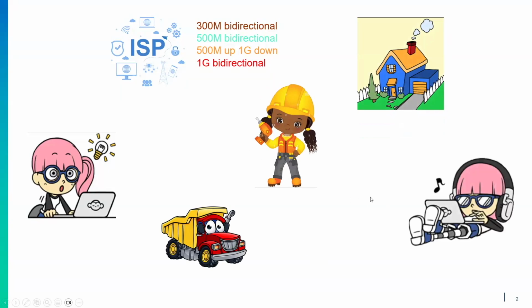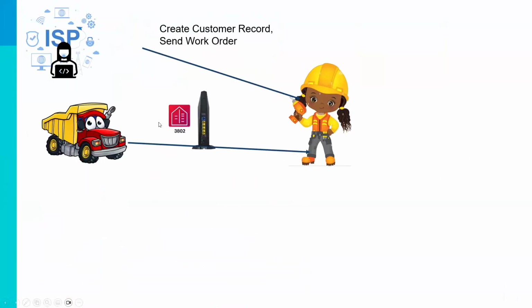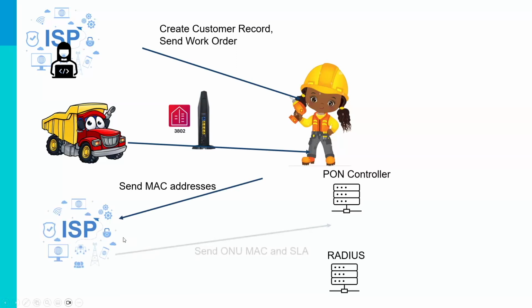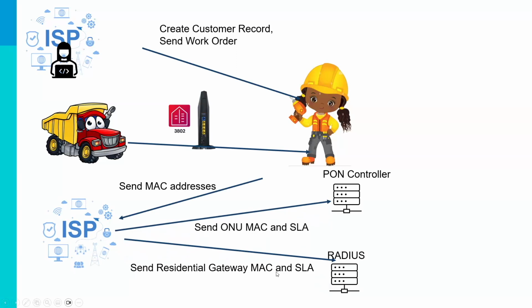So how did it look to the tech? The ISP sent a work order and a customer record to the tech. She pulled an ONT or ONU off her truck as well as a residential gateway. She sent the MAC addresses of both to the ISP. And then the ISP sent the MAC address of the ONU and the SLA to the PON controller, and the MAC address of my residential gateway and my SLA to the Radius server.